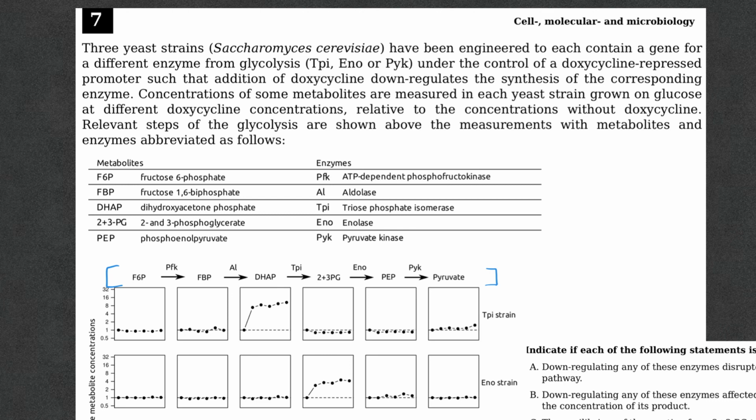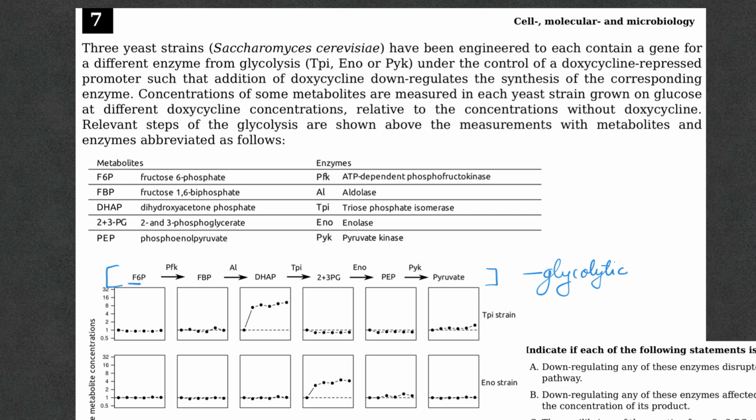Okay, so here this is the glycolytic pathway. That is the conversion of glucose into pyruvate. So we have certain substrates: fructose 6-phosphate, fructose 1,6-bisphosphate, DHAP, dihydroxyacetone phosphate, 2 and 3 phosphoglycerate, phosphoenol pyruvate, and pyruvate. Each of those 10 steps, only a few of which are listed here, is controlled by an enzyme: PFK, AI, TPI, ENO, PYK.